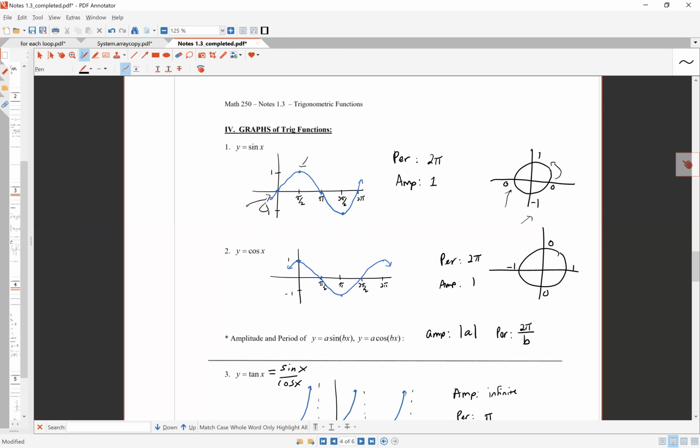And then you keep going around the circle. So all the second coordinates repeat. So that's why you get this, what's called this period of 2 pi.